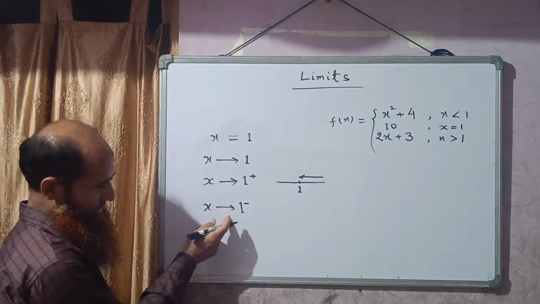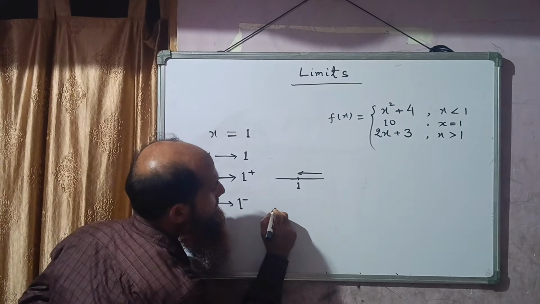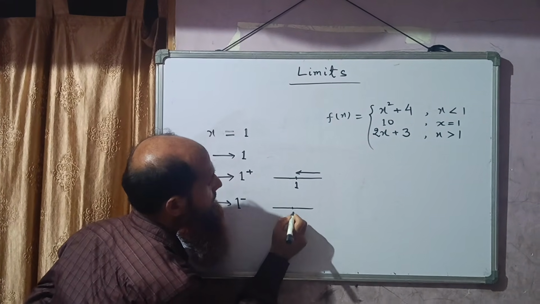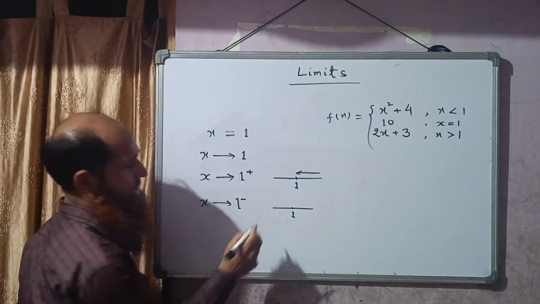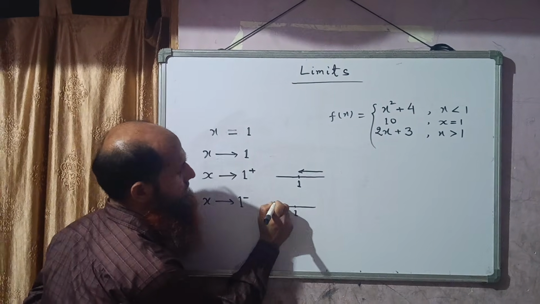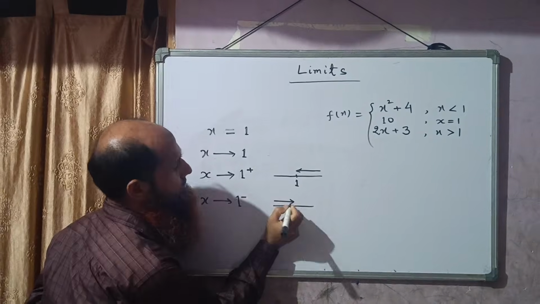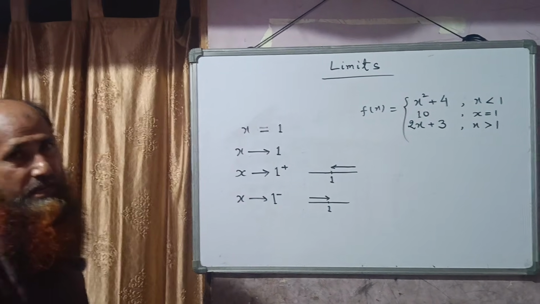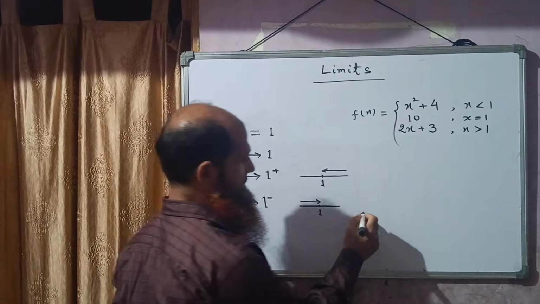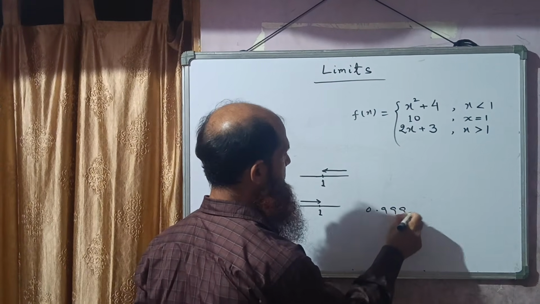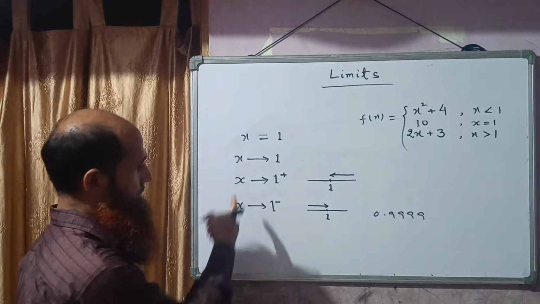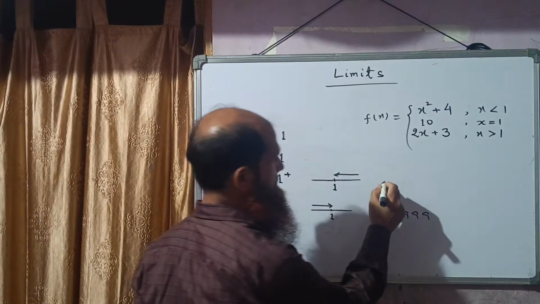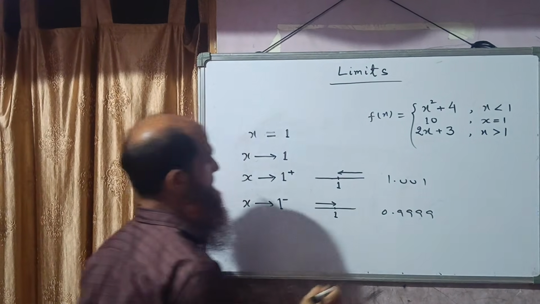When we write x tends to 1 minus, what do we mean? Here it is 1 and x is approaching 1 from left. So x is very close to 1 but not equal to 1. It is slightly less than 1, meaning x is like 0.9999 something, and on the right x is slightly more than 1, so it is 1.0001 like that.